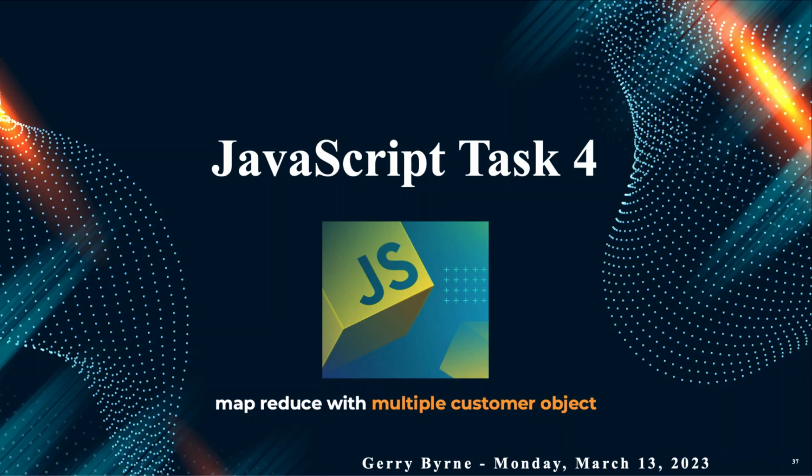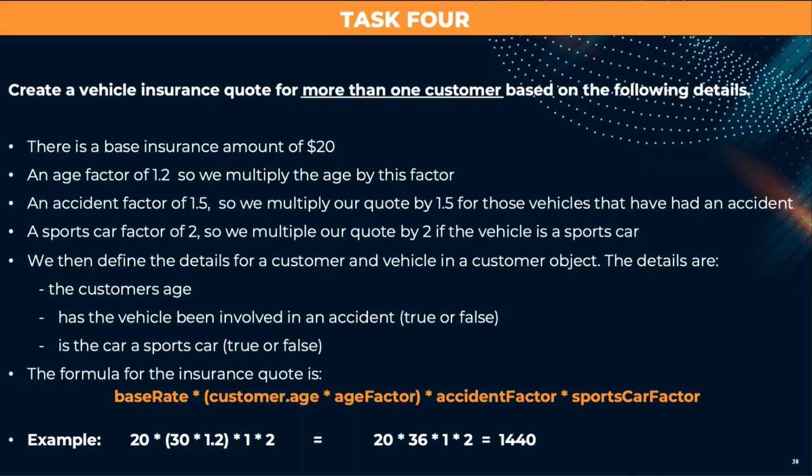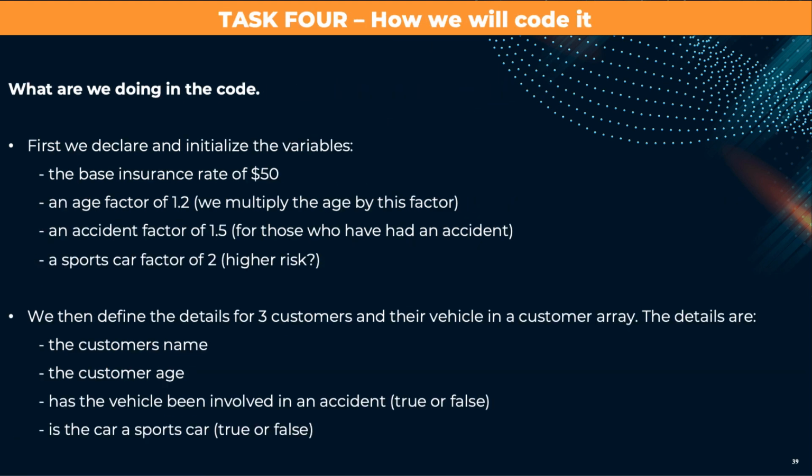So now task 4 to extend our knowledge. In the last example, we did a map reduce for one customer. So how can we do the same thing but for multiple customers? Here's exactly the same question, but this time we're trying to do it for more than one customer. All of the other details are exactly the same. So how are we going to do this?